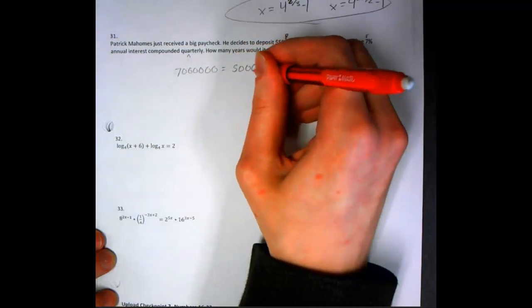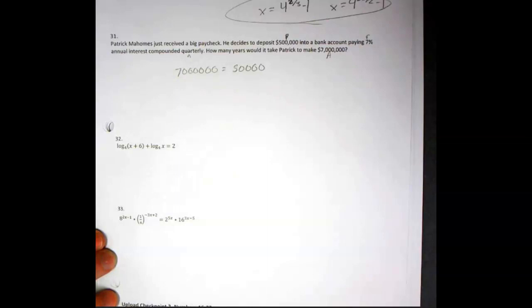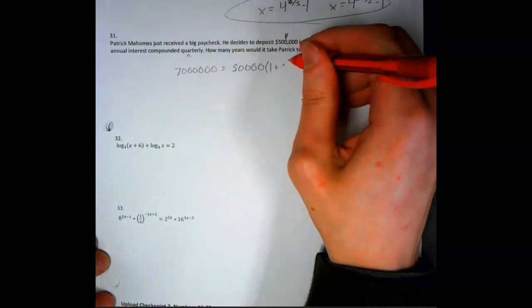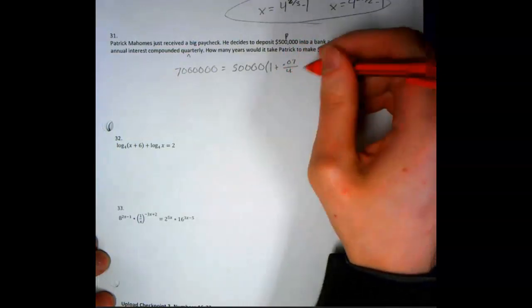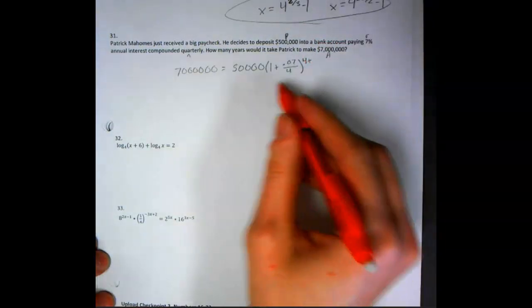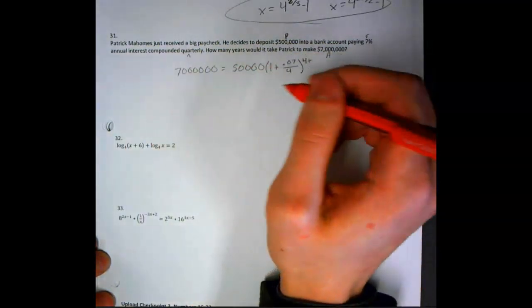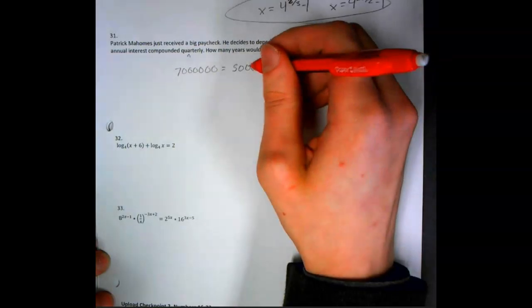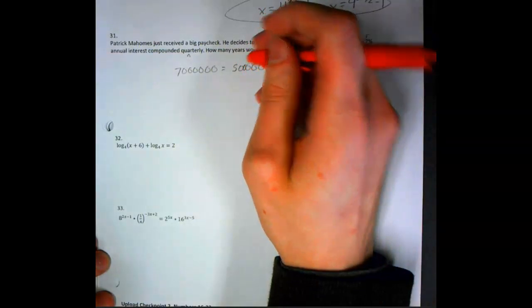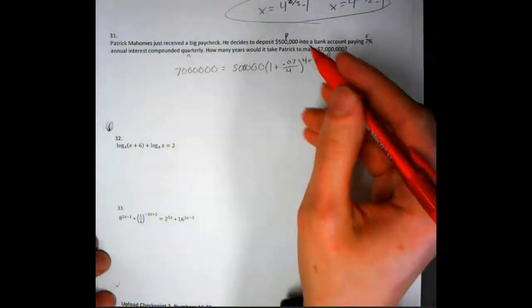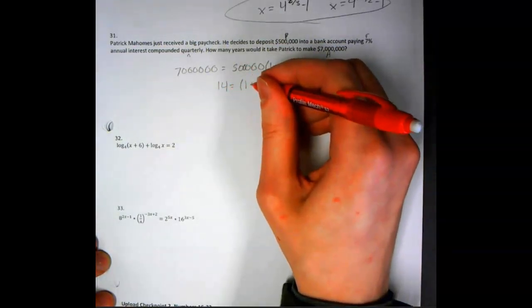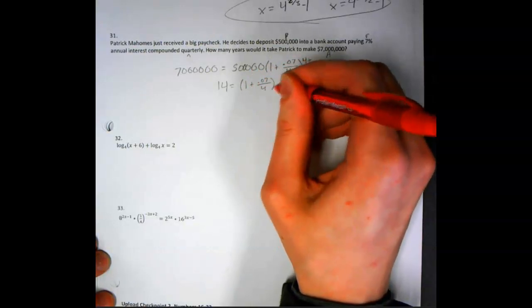equals the 500,000. And we'll have the 1 plus our rate over our compounded, to the 4t. So we'll divide by the 500,000. Okay, and then we'll have 14 equals the 1 plus 0.07 over 4t.